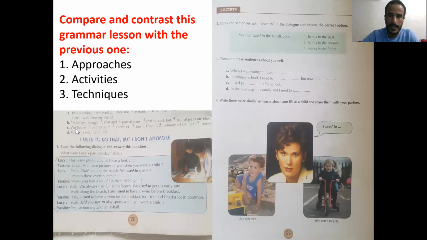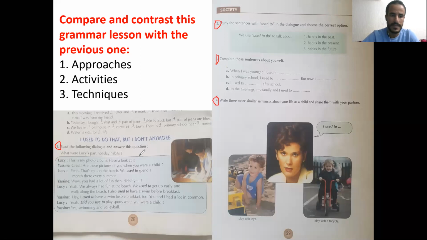You compare number one, look here, activity number one, activity number two, activity number three. Before we compare, and activity number four, let's identify. Activity number one, what's the purpose? Write in the chat box again. What's the purpose?